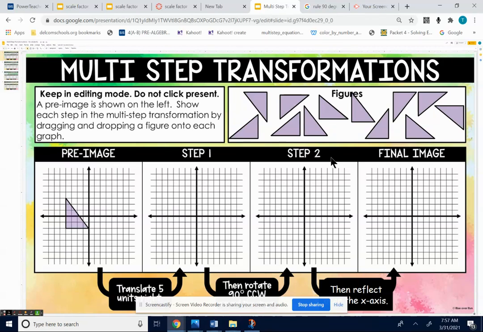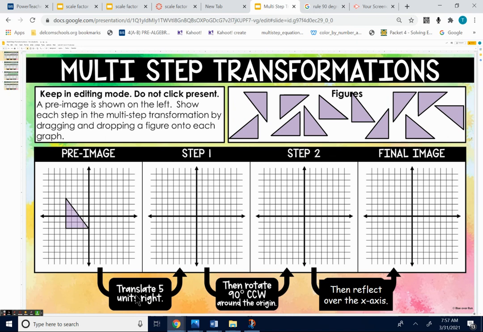Okay, this lesson is over multi-step transformations. We have done translations, rotations, reflections, and dilations, but we're going to work on problems where you do more than one of those transformations at a time. So we're just going to do more than one transformation from one shape and get to a final image. Okay, let me show you this first problem.